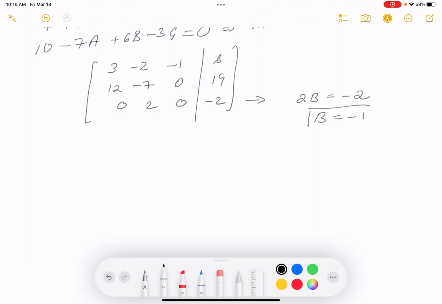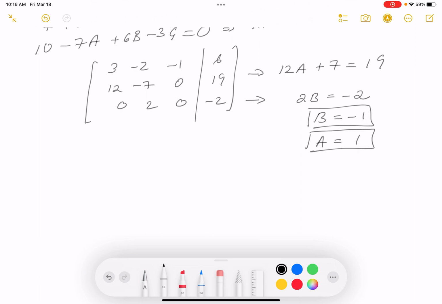I'll put a little box in that. That's important to me. I'm going to go to this equation. What is going to be 12a, and then you're going to get minus 7b's, which would be plus 7, equals 19. And lo and behold, a turns out to be a very easy number as well. It turns out to be 1.